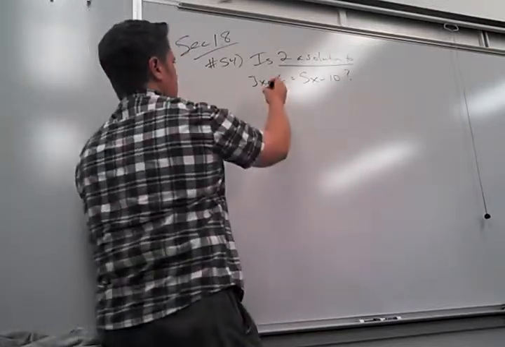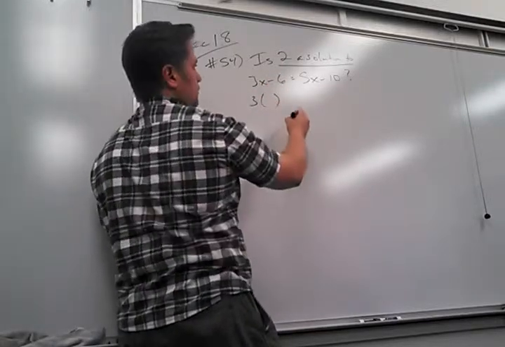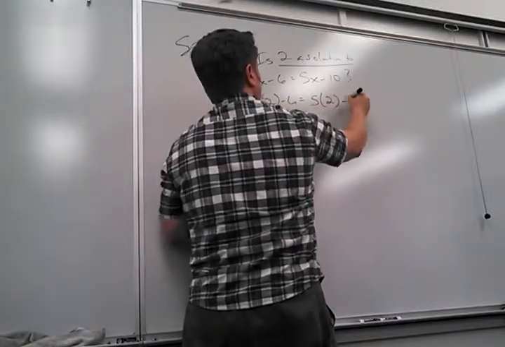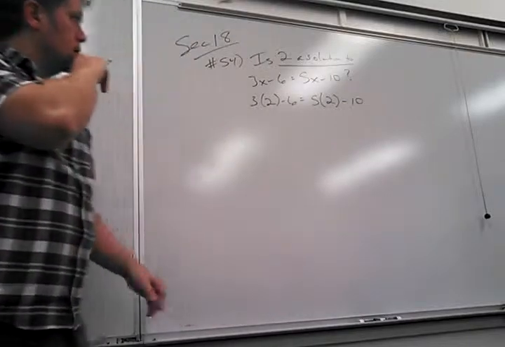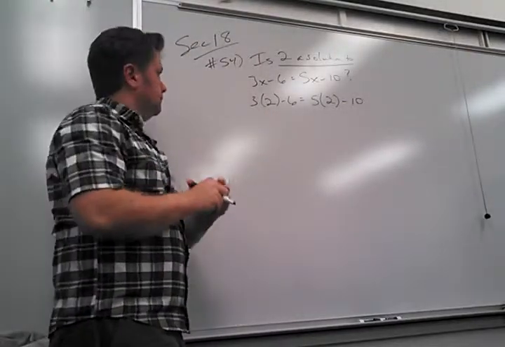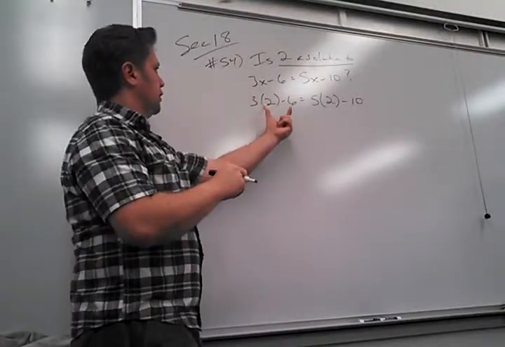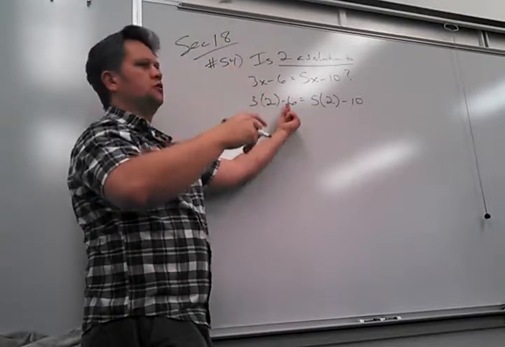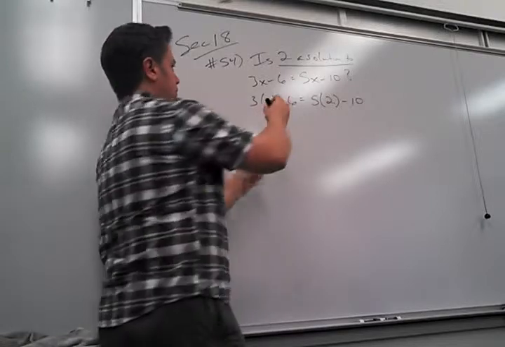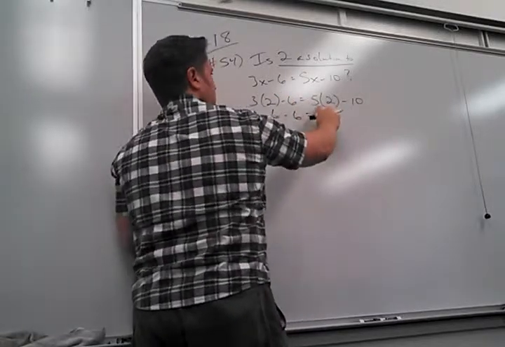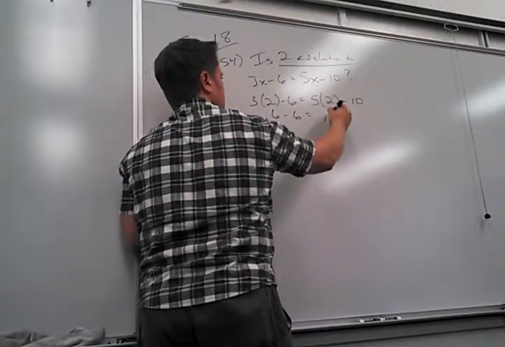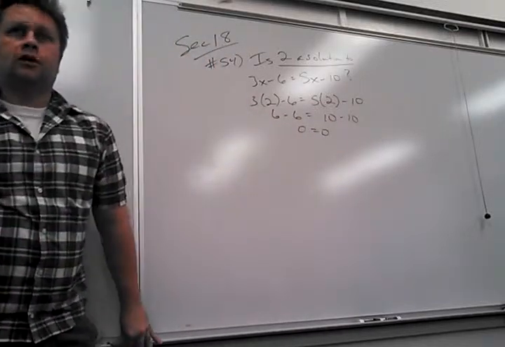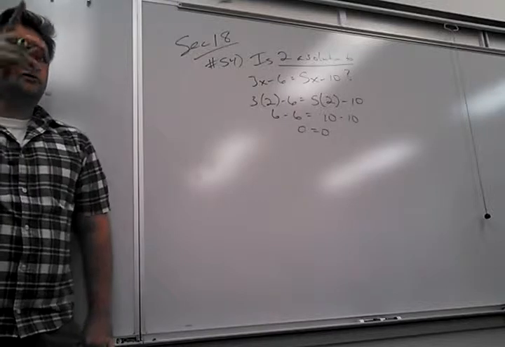So when you plug a 2 in, you get 3 times 2 minus 6 equals 5 times 2 minus 10. What do you have to do first here? Beautiful. Multiply before subtract, so you get 6 minus 6 equals 10 minus 10. 0 equals 0. Is that a true statement? Yes. Good. That is definitely true.